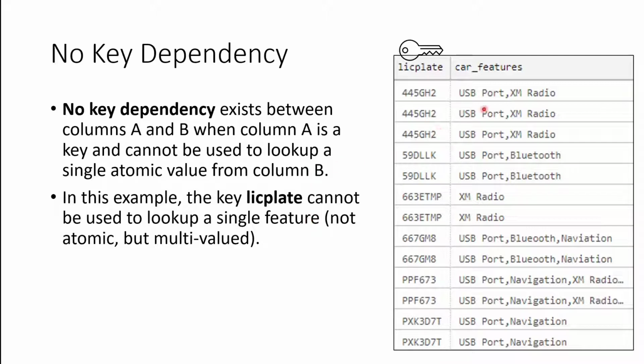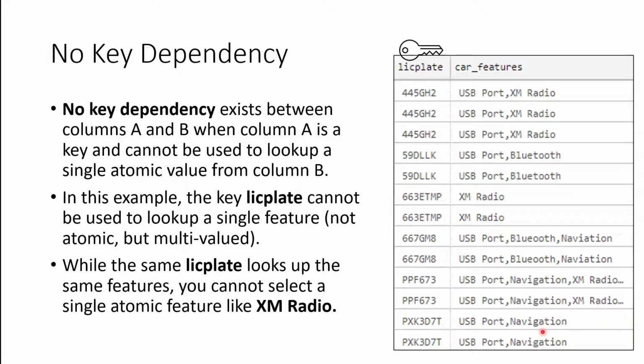And that's because car features is conceptually multi-valued. It's a multi-valued attribute, and the way that this person decided to implement it in the database was just with a bunch of commas in a field. Okay. So while the same license plate looks up the same features, you cannot select a single atomic feature from XM radio, not without using a pivot or some kind of really complicated query logic that we may not want to get involved in implementing at that particular juncture.